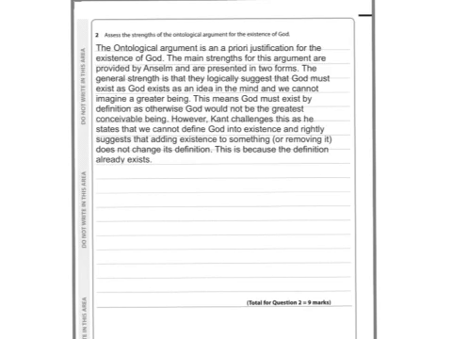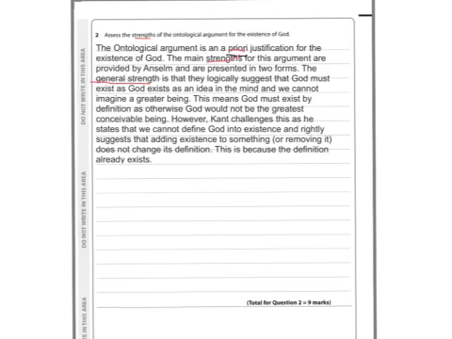The ontological argument is an a priori, just having a look at some of the keywords that you might underline in the exam. Sorry, it's a bit scruffy. A priori justification for the existence of God. The main strengths, there we go, I'm using the question wording now, for this argument are provided by Anselm and presented in 2 forms. The general strength is that they logically suggest that God must exist, so I think language like that is important because it shows you understand the essence of the argument. And we cannot imagine a greater being. This means God must exist by definition, as otherwise God would not be the greatest conceivable being.